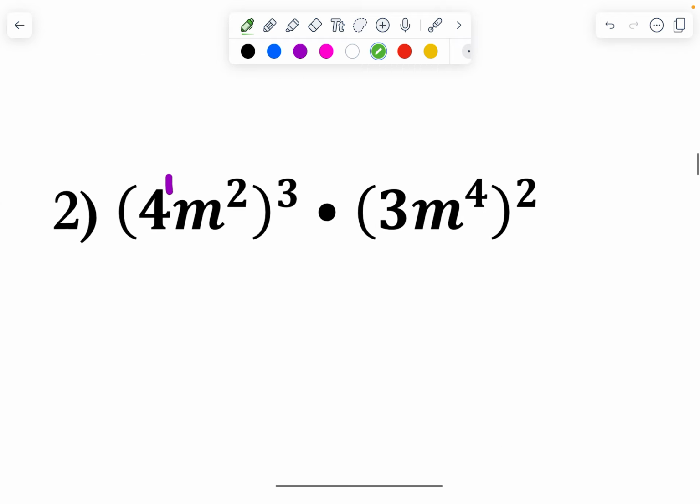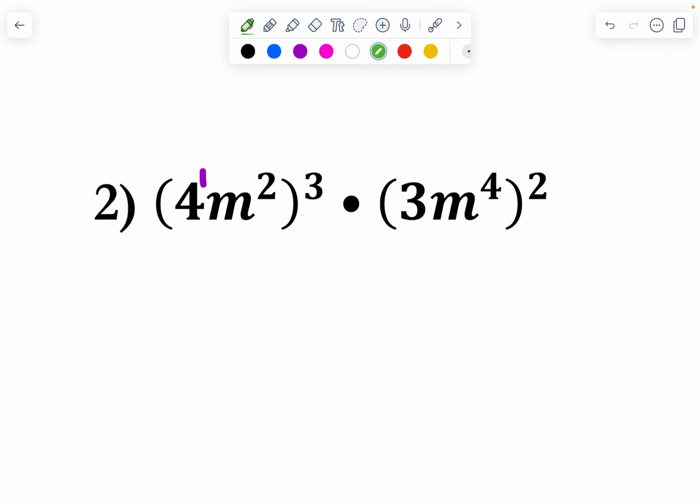Number 2. Here I can't simplify first because everything's being multiplied, right? And remember, before we can start playing with things inside of the parentheses, we have to take it out. We have to take our present out of the box before we can play with it. So let's see if we can take this out of the parentheses. And the only way of doing so is by applying the exponent on everything. So let's go ahead and do that.